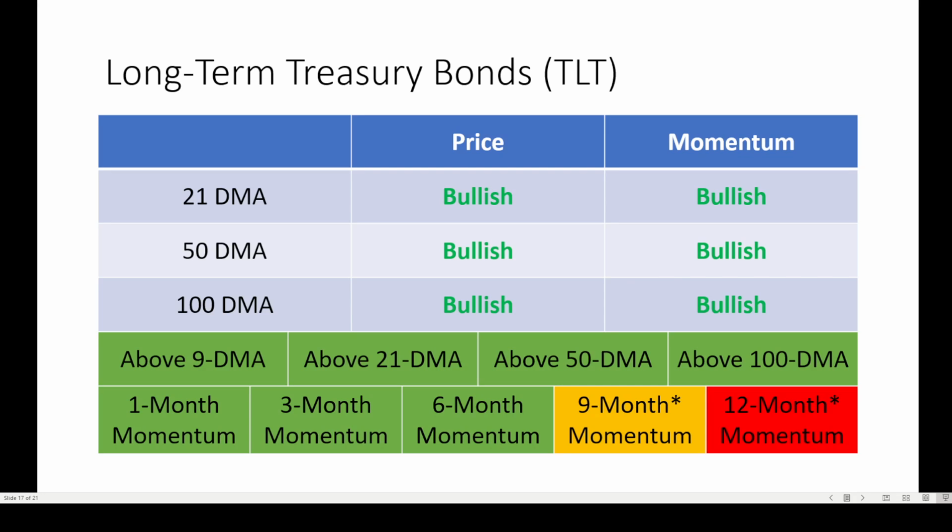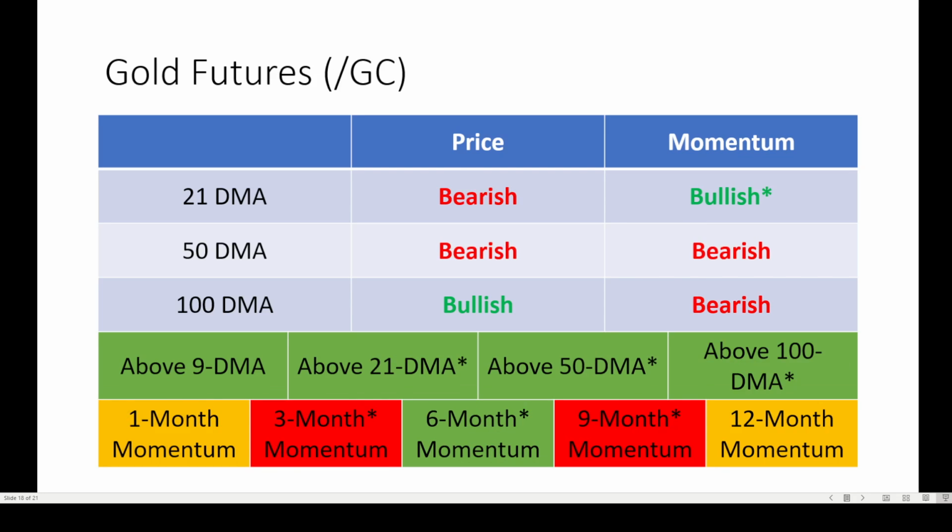All right, let's go on to gold futures. Price bearish, still on 21 and 50. Momentum flipping positive on 21-day, now above all its key moving averages. My guess is Friday did that. Three-month and nine-month momentum negative and falling. Six-month momentum, which is a good one, you want to see the six-month momentum positive and rising.